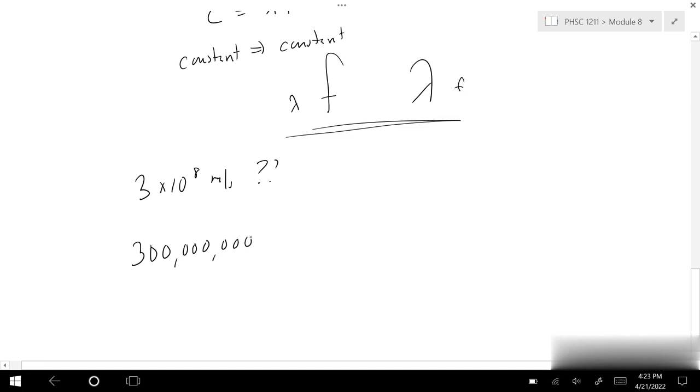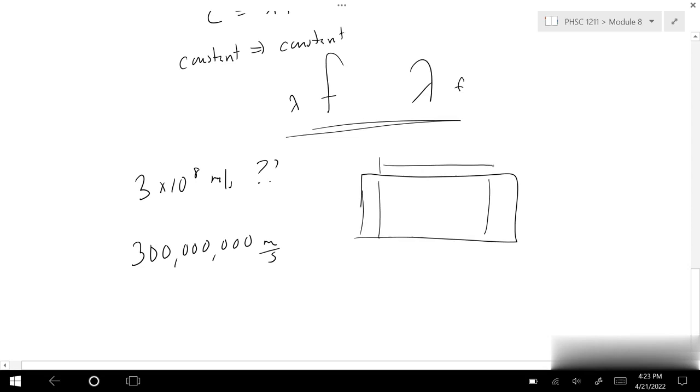This is 300 million meters per second. That really doesn't mean a whole lot to me. But I know that a football field from end zone to end zone is 100 yards. Remember, 1 meter is greater than 1 yard, so we're going to estimate that this is approximately 100 meters from goalpost to goalpost.